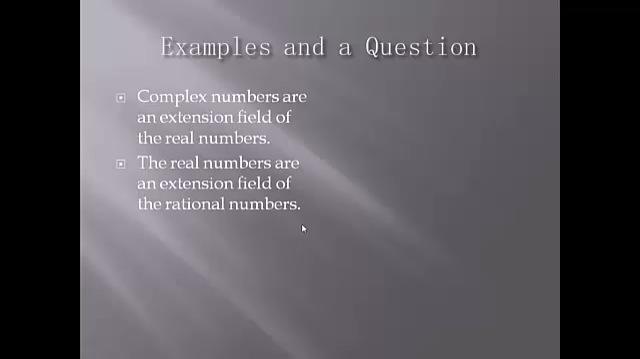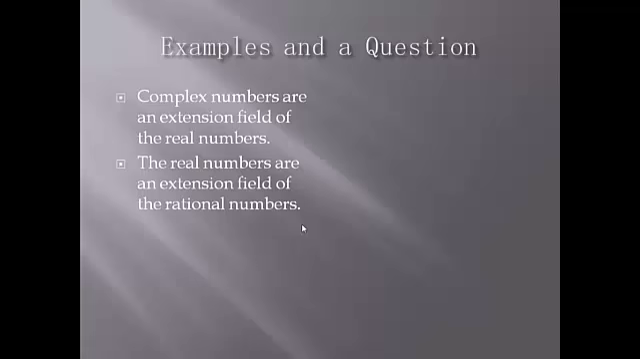The complex numbers are an extension field of the real numbers. So remember that the complex numbers are written as A plus Bi, where A is a real number and B is a real number. Since for any complex number you could have B, the coefficient of i, be 0, you've got all the reals in there, plus you've got the imaginary numbers as well. So the real numbers are an extension field of the rational numbers. Hope you can see that pretty easily.